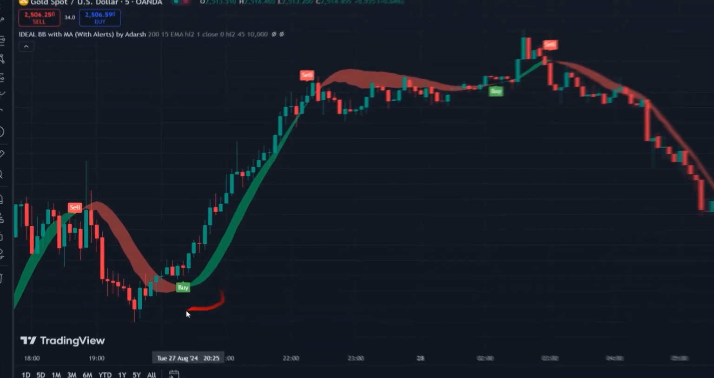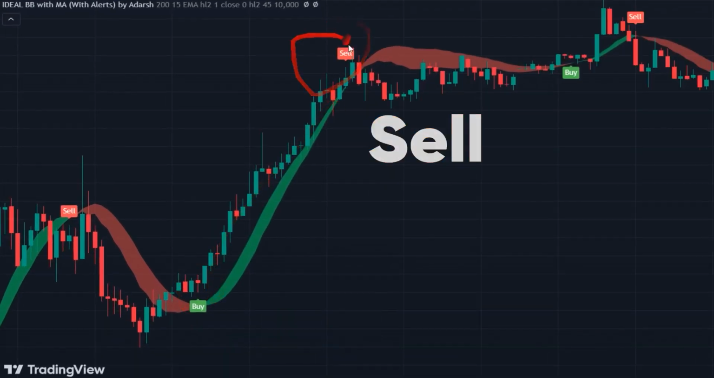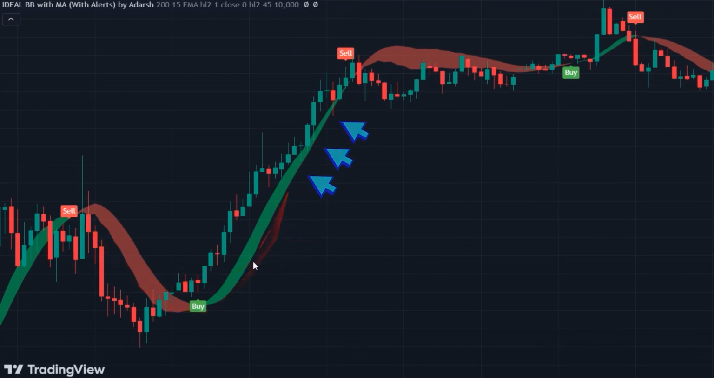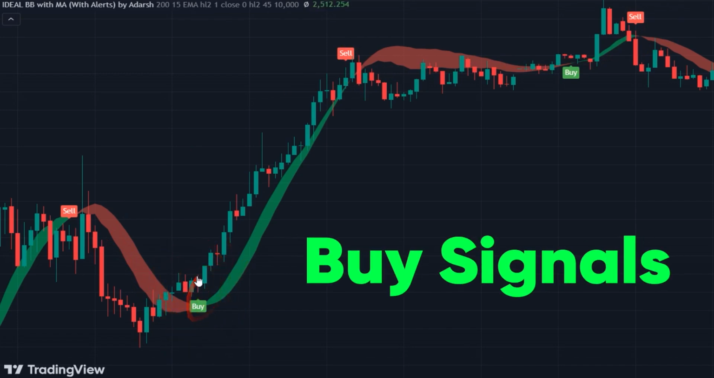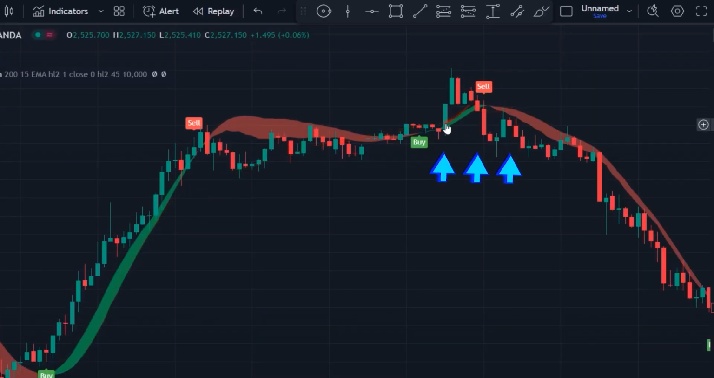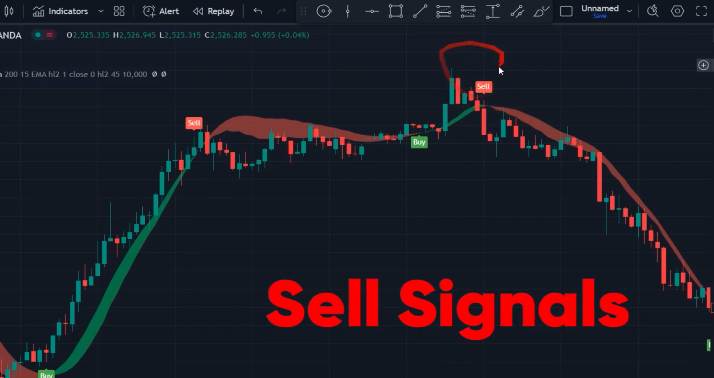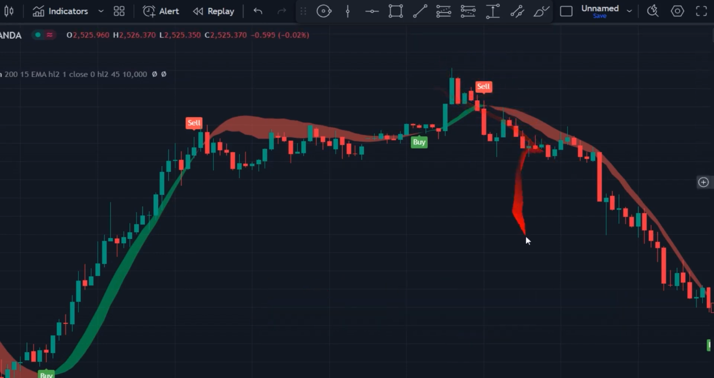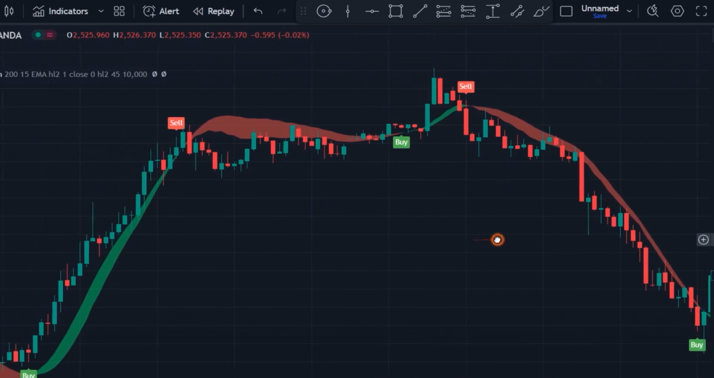This indicator provides us with buy and sell signals accompanied by clouds. When these clouds change color, these signals are generated for us. For example, here you can see that the cloud of this indicator changed from red to green, and at this point, a buy signal has been generated for us. Or at this point, you can see that there was a color change from green to red, which generated a sell signal for us.